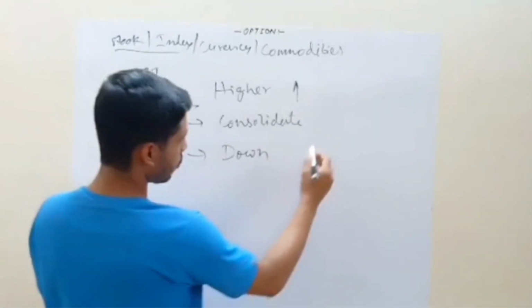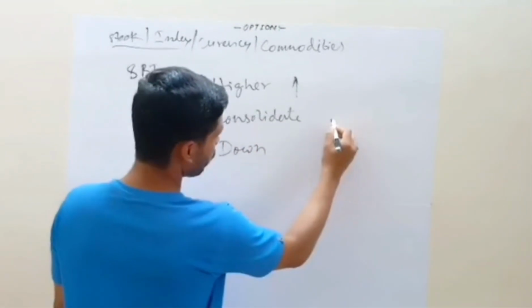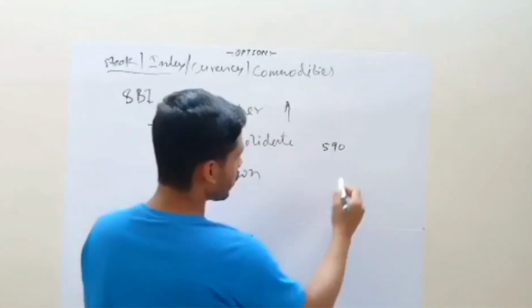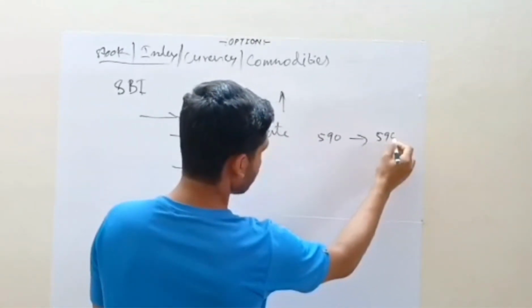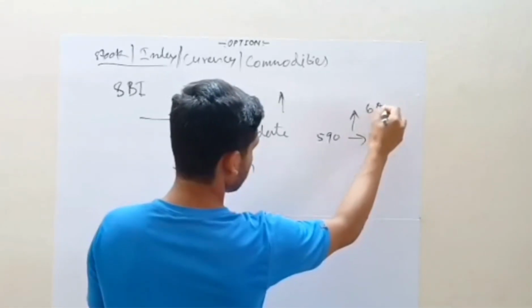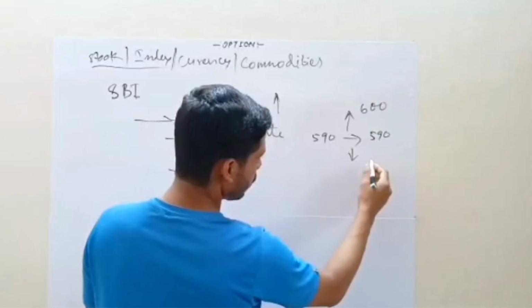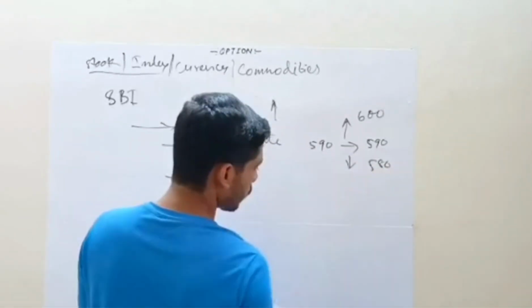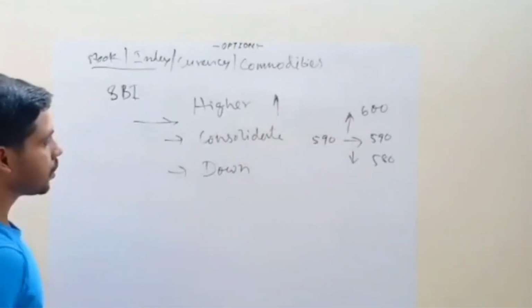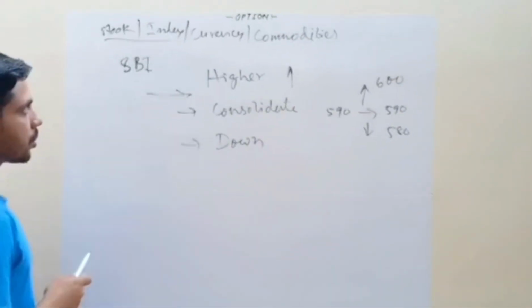For example, the stock price of SBI is trading around 590. At a particular time, it can remain at the 590 level, it can go above 600, or it can go below 590. It may come to 580 rupees. So what is the benefit of option trading, or what is the purpose?